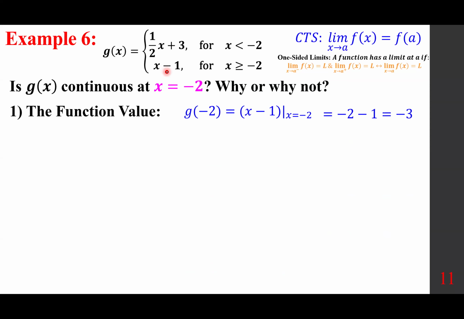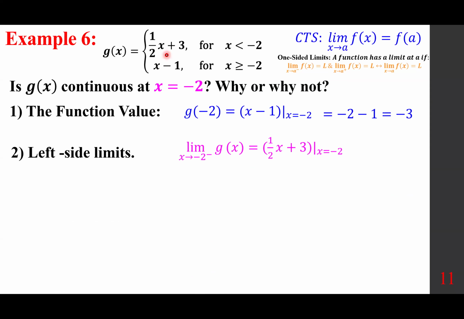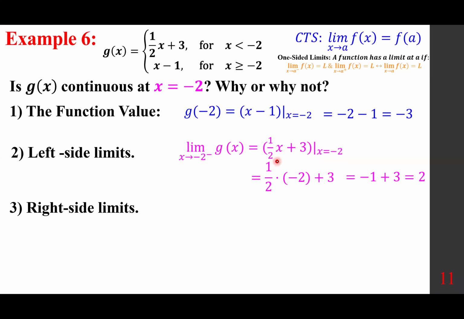Now we look at the one-sided limits. We start with the left side, and the left side uses less than. We're going to use this piece and plug in -2. Half of -2 is -1, plus 3 is 2. Now what about the other side, the right side limit? We use larger than. We use the second piece and evaluate it, and we get -3.